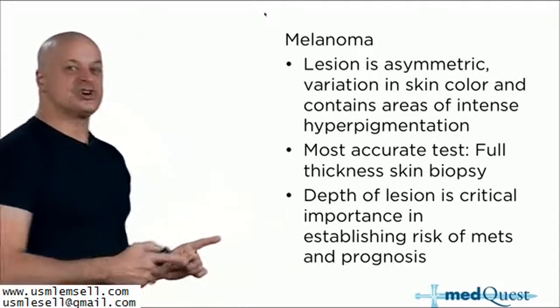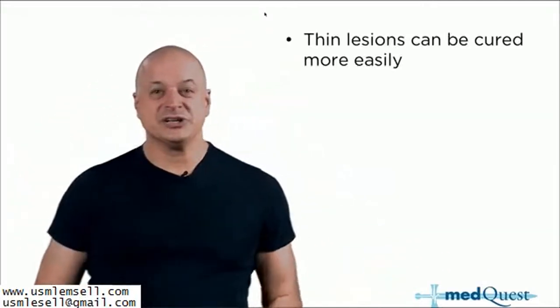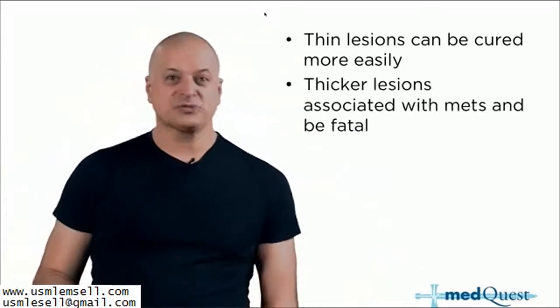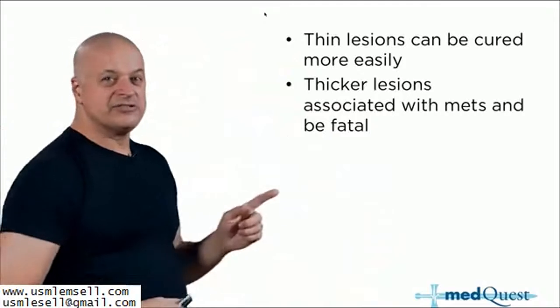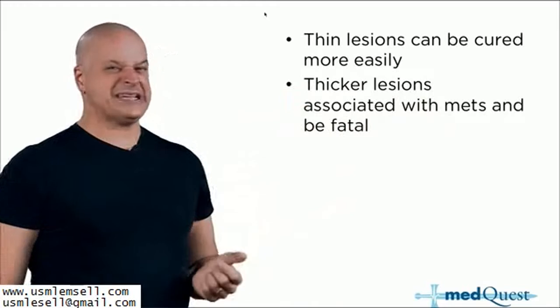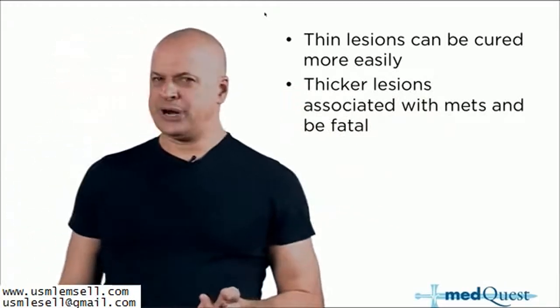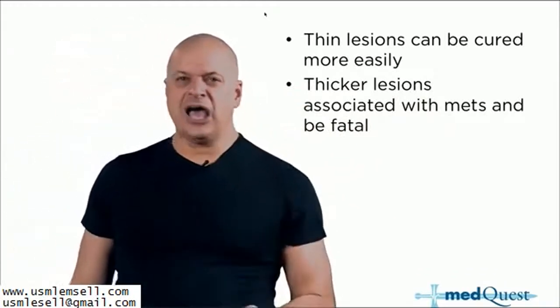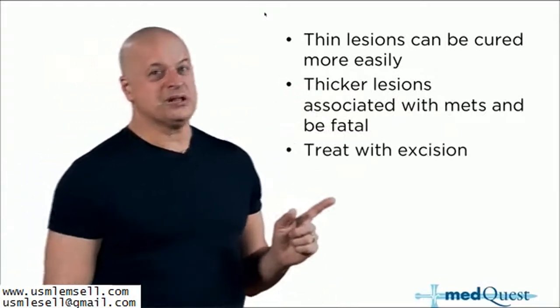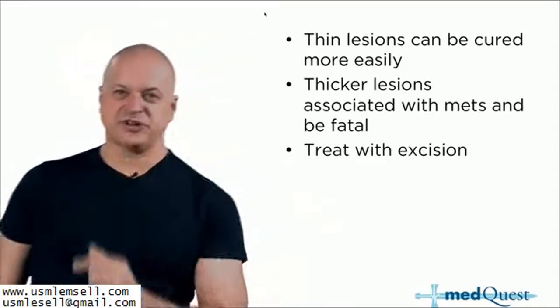Full thickness is critically important because all of the prognosis in melanoma is based on the total top to bottom height of that lesion. The lesions that are thin can be cured much more easily by slicing them off. Thicker lesions metastasize to strange places like your eye, your brain, your nail beds. And you treat melanoma like all skin cancers with the exception of Kaposi sarcoma, which is very vascular.